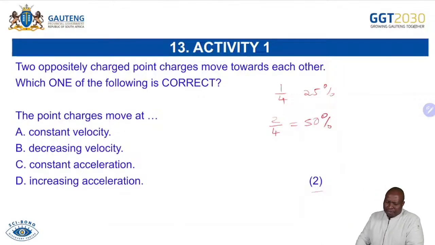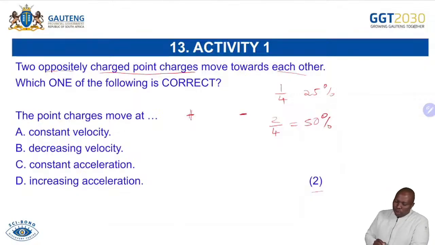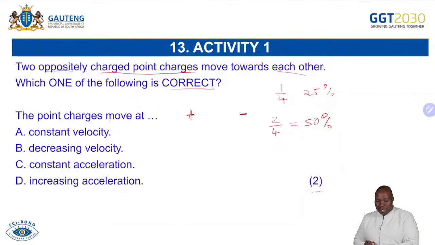This question is saying 2 oppositely charged point charges move towards each other. They move towards each other. Okay, they are opposite. So you see positive and negative. Which one of the following is correct? So we're looking for the correct answer. They're saying the point charges move at constant velocity.